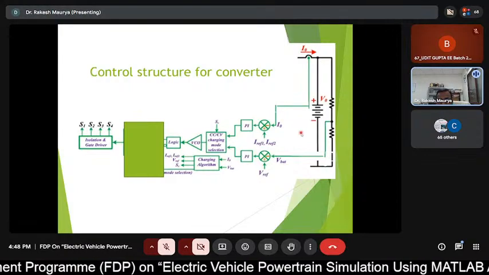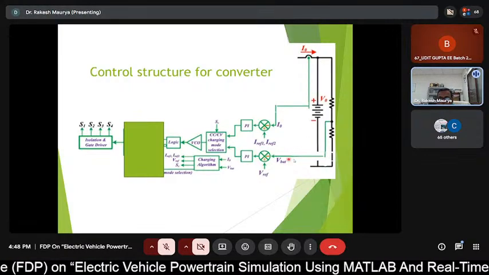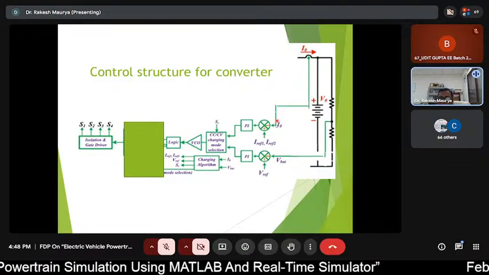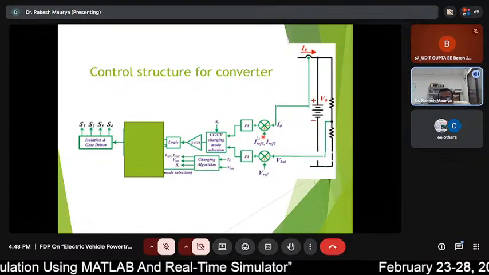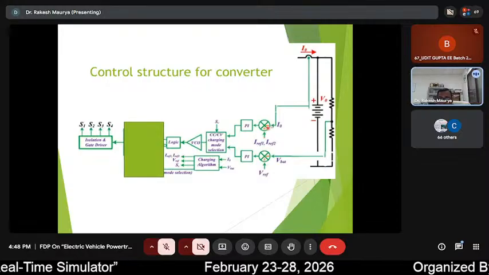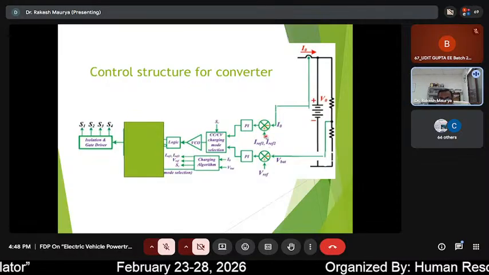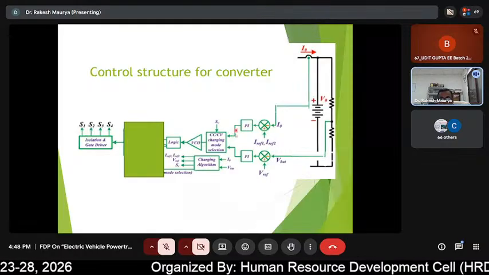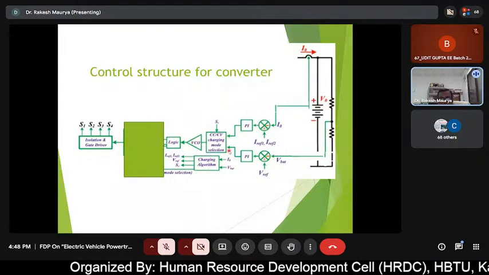So you have to take the battery voltage as well as the battery current through the sensor, and then, based on the recommended C rating for charging the battery, you have to set the reference, and then this PI controller signal is going to come here.